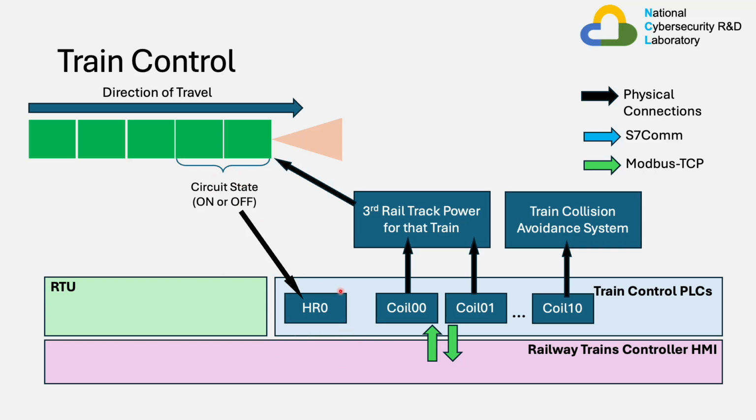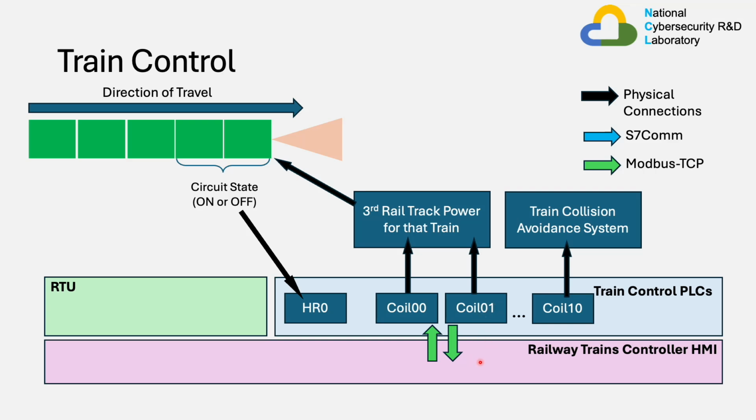If this is the West-East Line Train 0, then the state is put into holding register 0. The West-East Line Train 0 also has its corresponding coil, coil 00. This coil 0 then controls the West-East Line Train 0's third rail track power switch, which controls whether the train receives power. The West-East Line Train 1 corresponds to holding register 1 and coil 01, and so on.